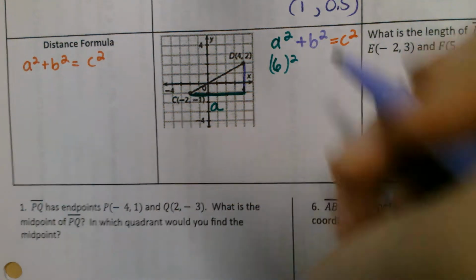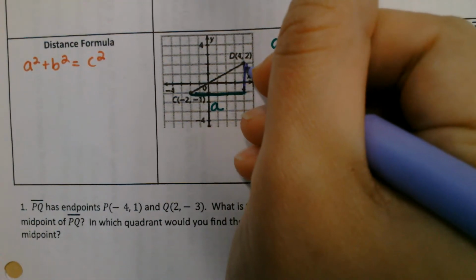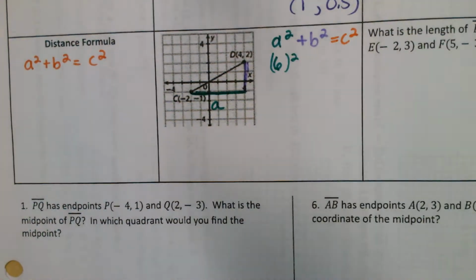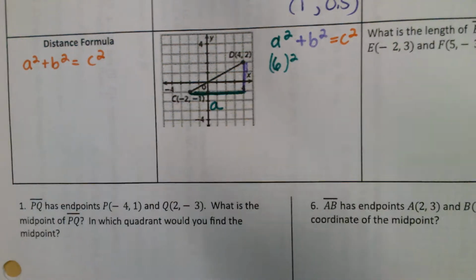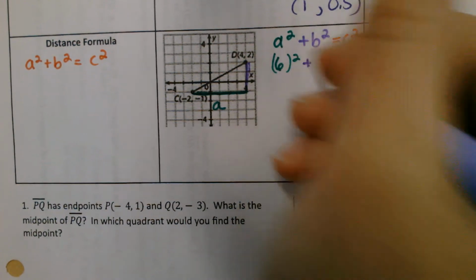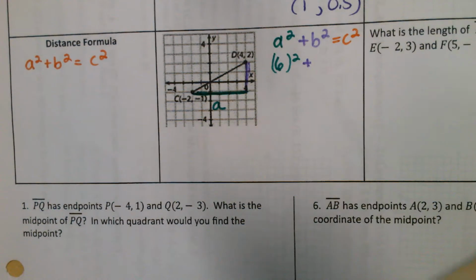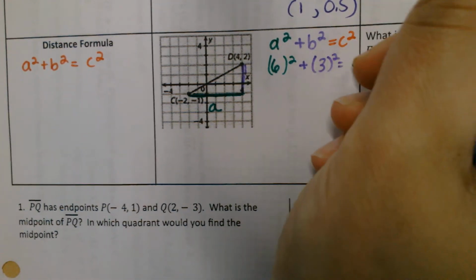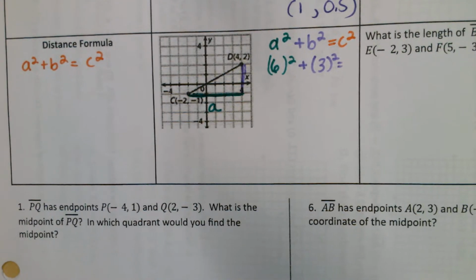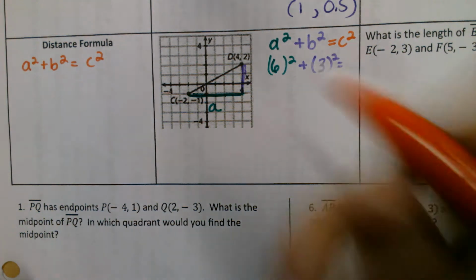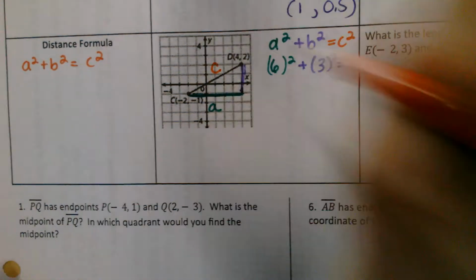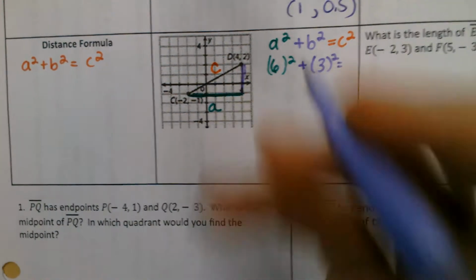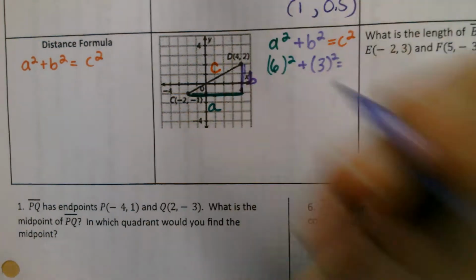Our b is going to be the y distance. 1, 2, 3. So how many is our y? Yeah, 3. 3 squared is equal to, and then c squared is going to be actually our distance. This is c. This is b. Forgot to label it.